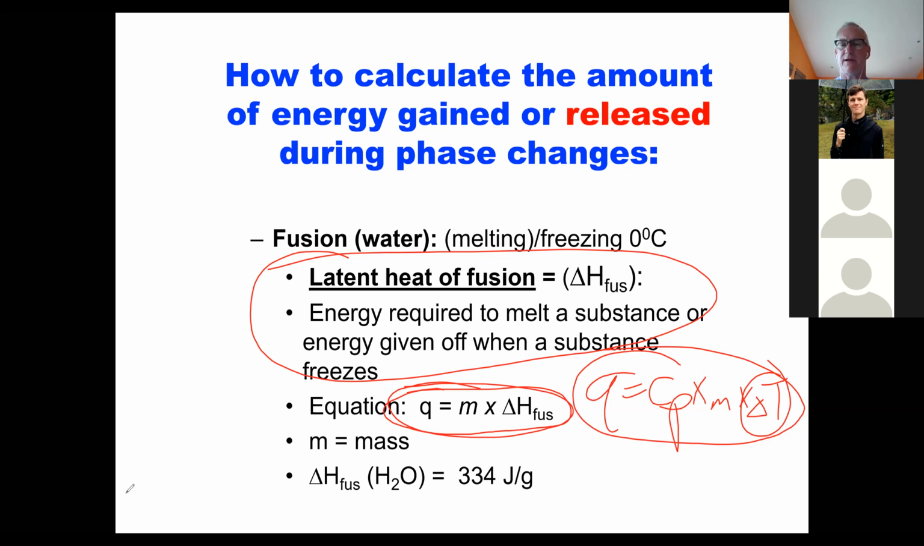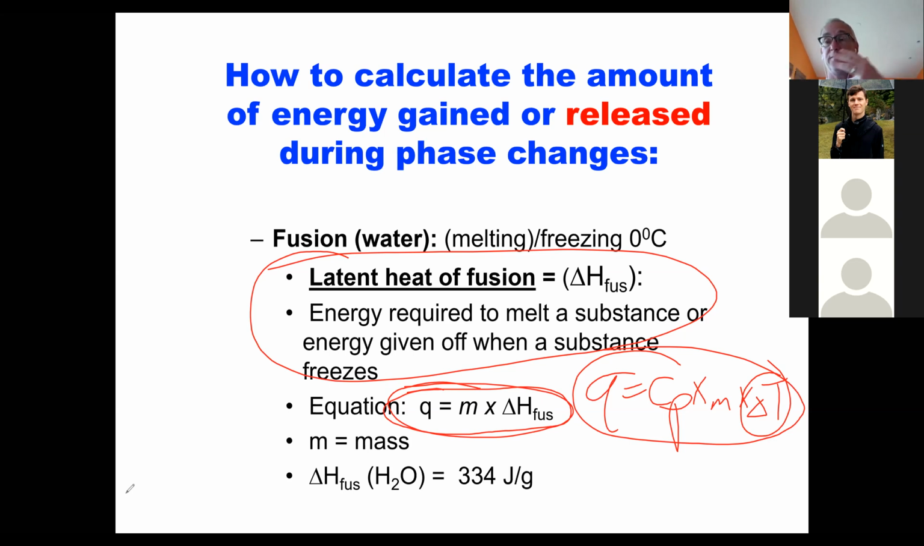Why don't we consider the change in temperature when we're calculating heat of freezing or melting? Because the temperature is the same. That's right. Exactly. The temperature doesn't change. Melting occurs at 0 degrees. Freezing occurs at 0 degrees. The temperature doesn't change during the melting and freezing process.